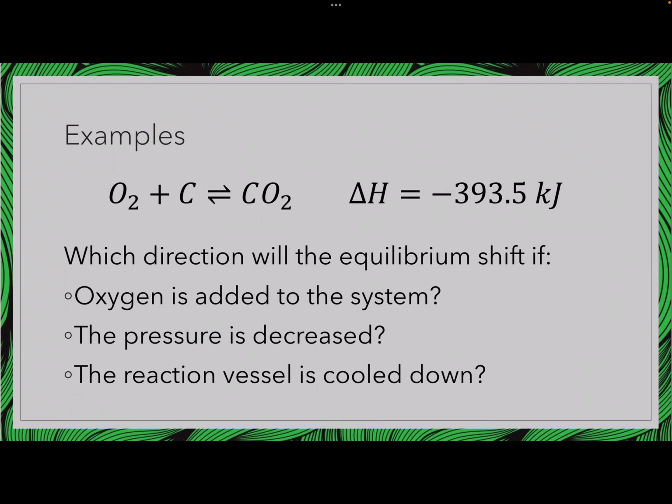So let's have a look. Here we've got oxygen plus carbon is in equilibrium with carbon dioxide. The delta H for this is negative 393.5 kilojoules per mole. Which direction will the equilibrium shift if oxygen is added to the system?